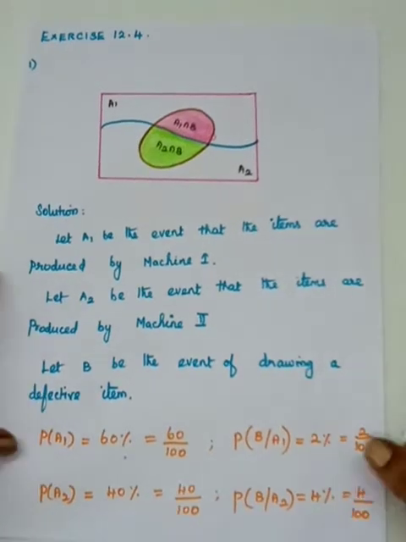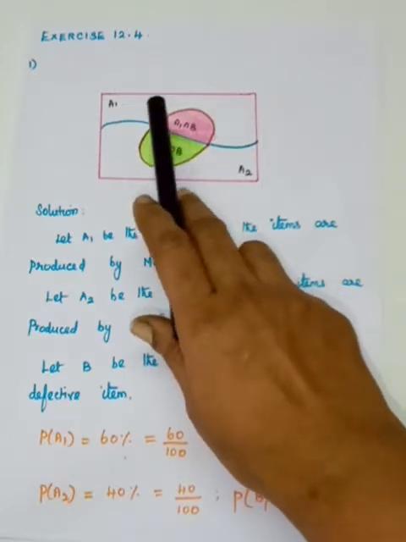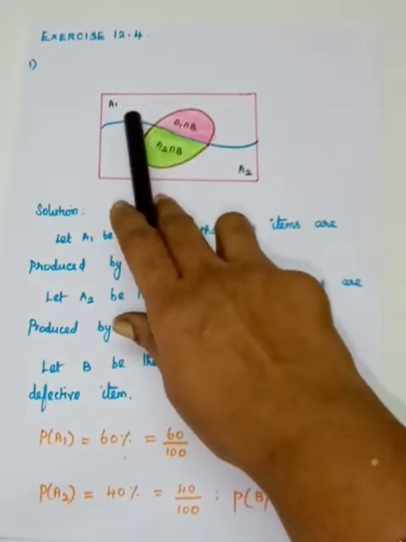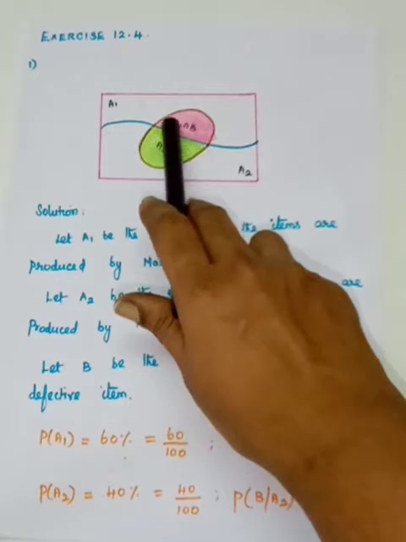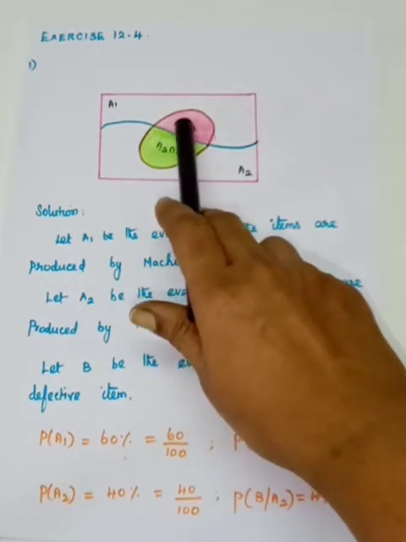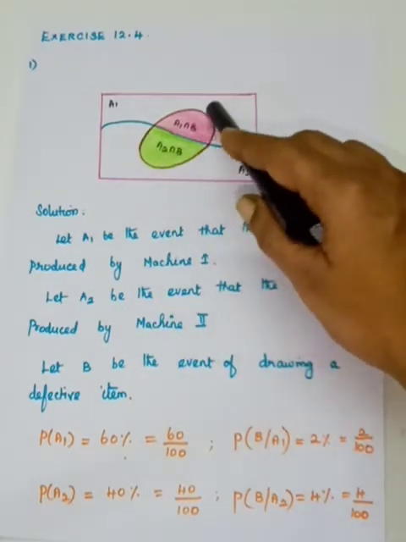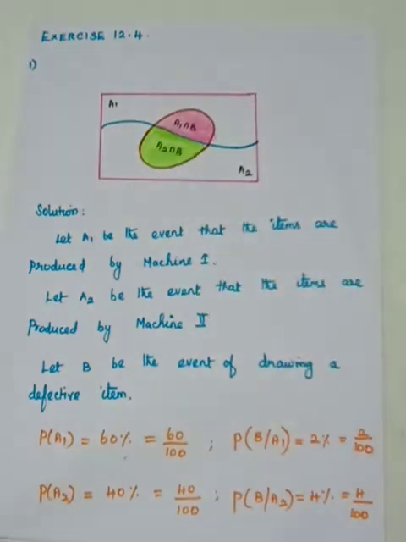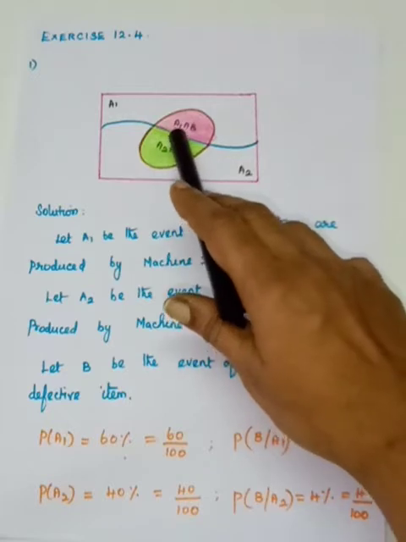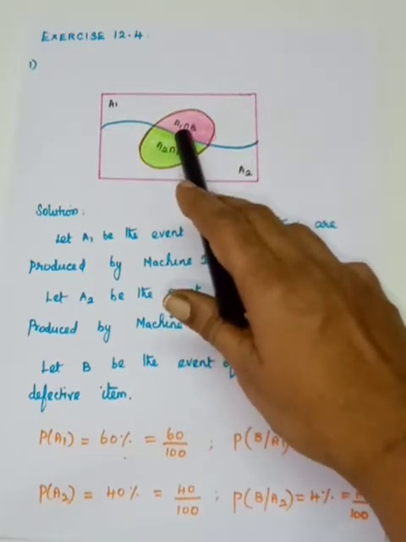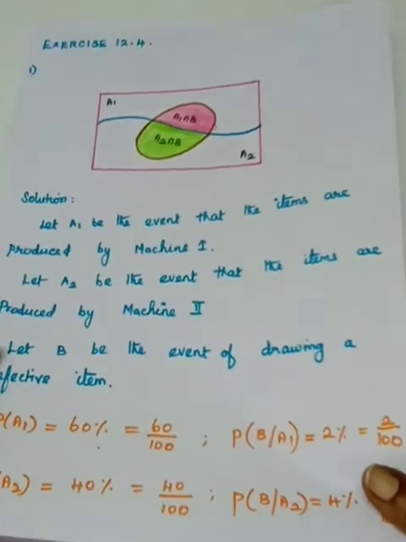So we have to find the total. You see the diagram. What is A1 intersection B? A1 is the items produced by machine 1, and B is the defective item. Therefore A1 intersection B is the defective items of machine 1, and A2 intersection B is the defective items of machine 2. So the whole thing is nothing but B. If you want to find the total probability, you have to find the whole thing. So P of B is P of A1 intersection B union A2 intersection B. We have learned the total probability of an event formula.